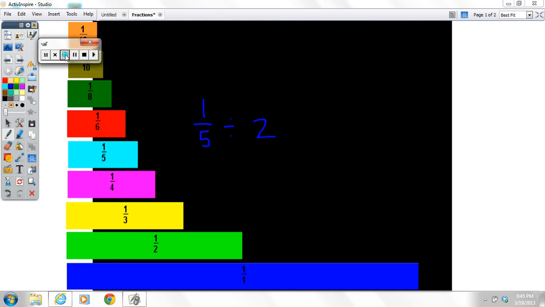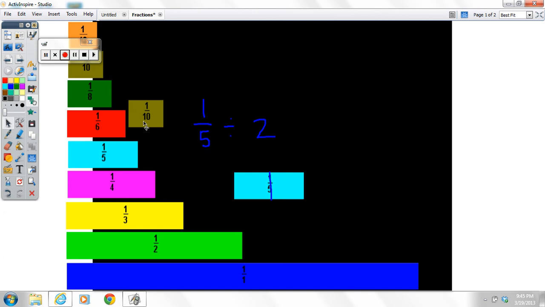And here's the last example. If I took a 1/5 piece and I divided it by 2, I would take this 1/5 and divide it into 2 pieces. I would make a line right down the middle. And if I made a line right down the middle of this 5th piece, what happens is I created 10ths pieces. If I took 2 of these 10ths, it's going to be equal to this 1/5.